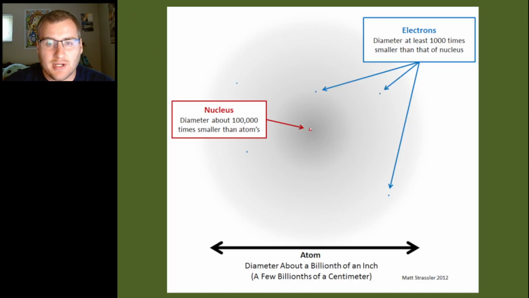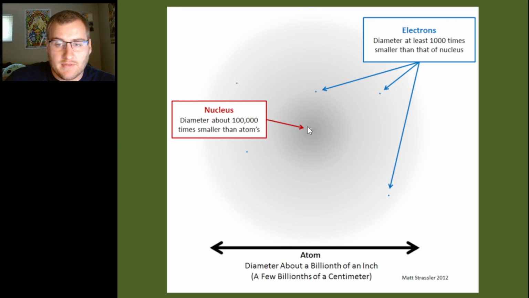So here's a slightly better picture of what an atom would look like. An atom has a diameter of about a billionth of an inch, or a few billionths of a centimeter, so an incredibly small scale. In the very middle, you have the nucleus. The nucleus is about 100,000 times smaller than that. So if this whole atom is a billionth of an inch, the nucleus would be 1/100,000th of that. This is not to scale. This nucleus here is still way too big. You would have to have the tiniest little dot in the middle that we couldn't even show you because 1 pixel would be too big.